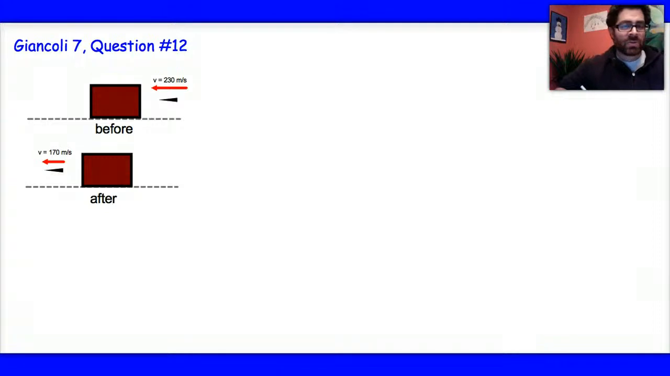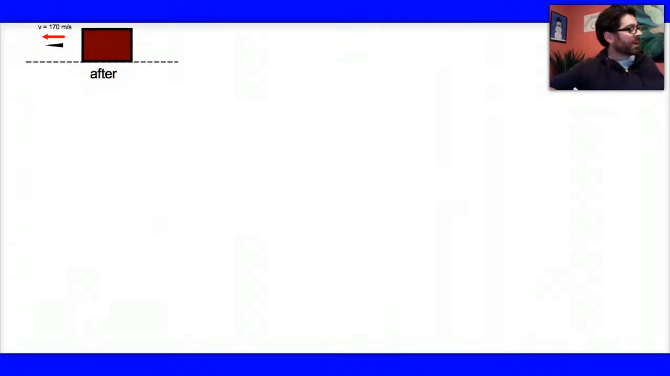Hi, this is question number 12 in chapter 7. The question reads, a 23 gram bullet is traveling at 230 meters per second. It penetrates a 2 kilogram block of wood, emerges cleanly at 170 meters per second. If the block is stationary on a frictionless surface when hit, how fast does it move after the bullet emerges?